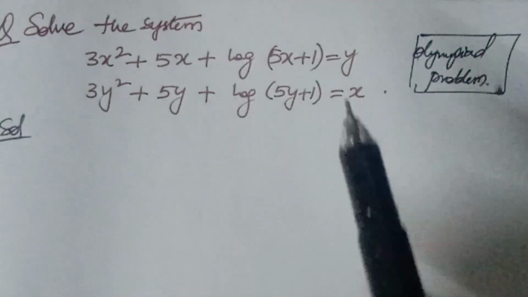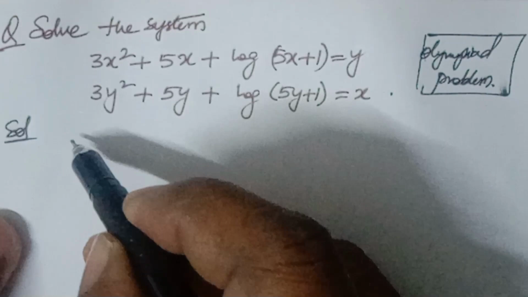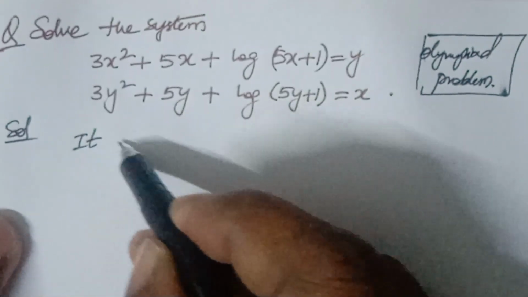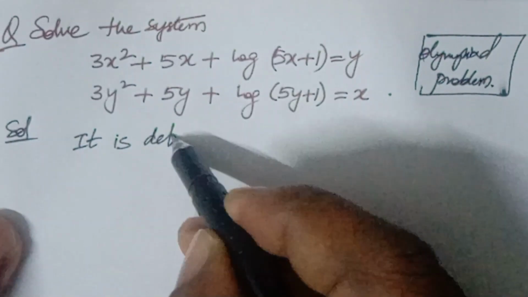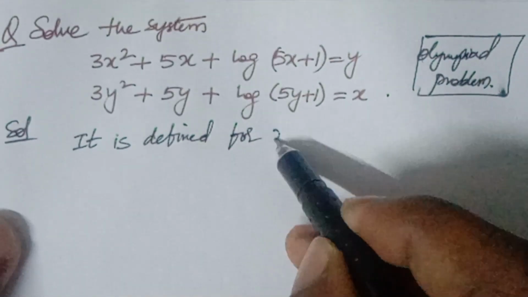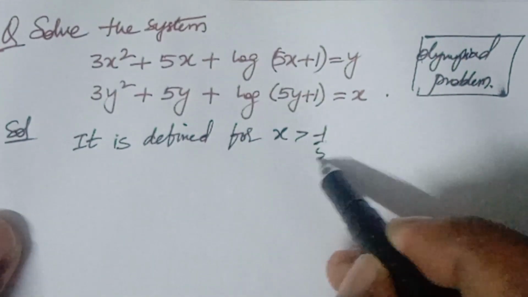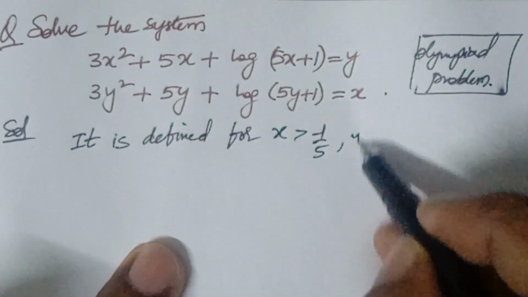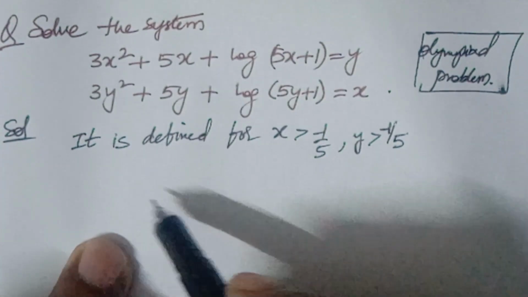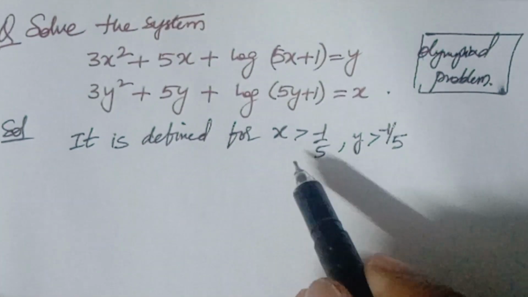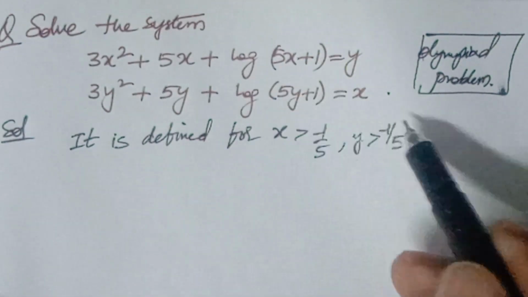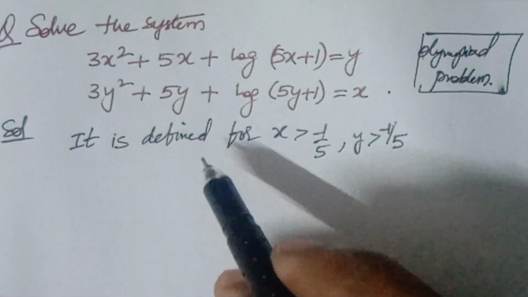First of all, by seeing the equations, we can say they are defined for x greater than -1/5 and y greater than -1/5. So x should be greater than -1/5 and y should be greater than -1/5. Then only the equations are defined.